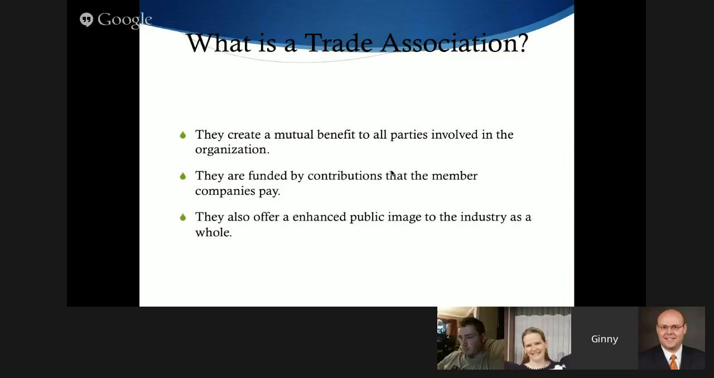So what is a trade association? They create a mutual benefit to all parties involved in the organization. They are funded by contributions that the member companies pay, and they also offer an enhanced public image to the industry as a whole.